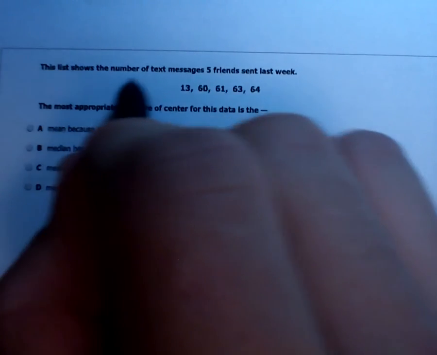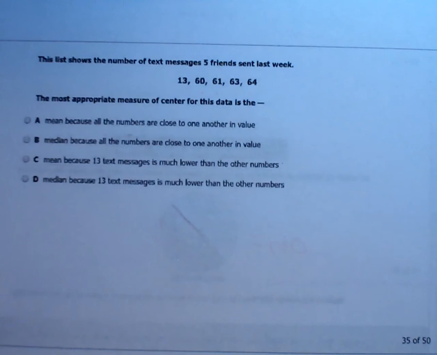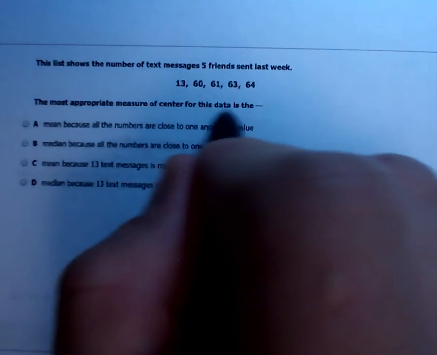This list shows the number of text messages 5 friends sent last week. One friend sent 13, one sent 60, 61, 63, 64. If that's a week worth of text, this must have been a 2014 one, because I know nowadays you combine all those to get a week's worth of text. All right. So, the most appropriate measure of center.